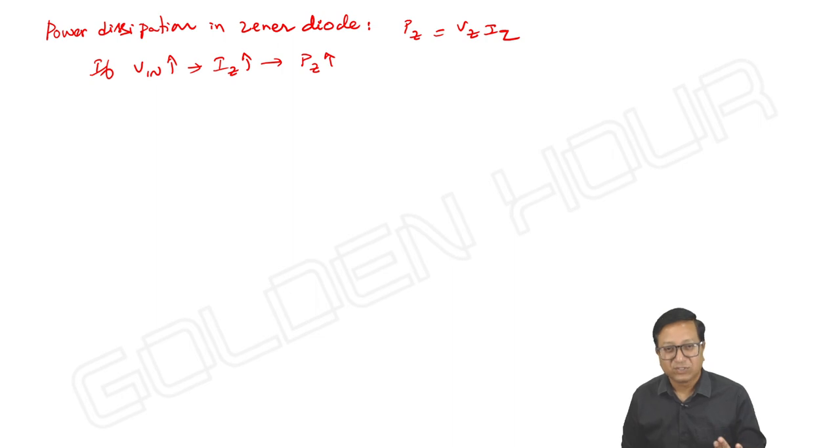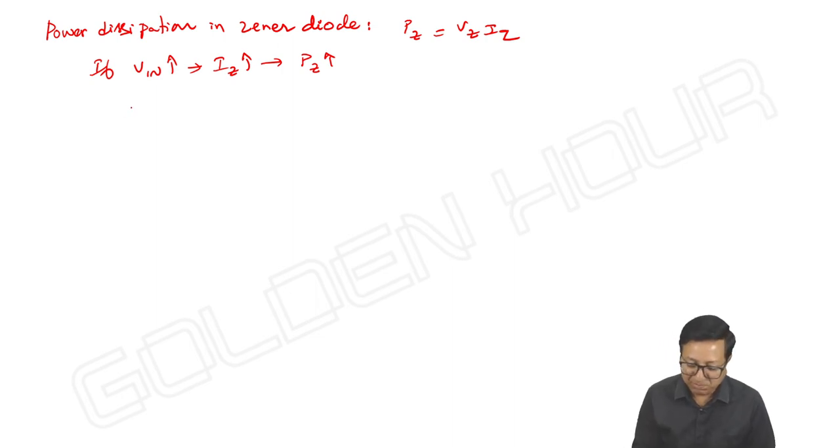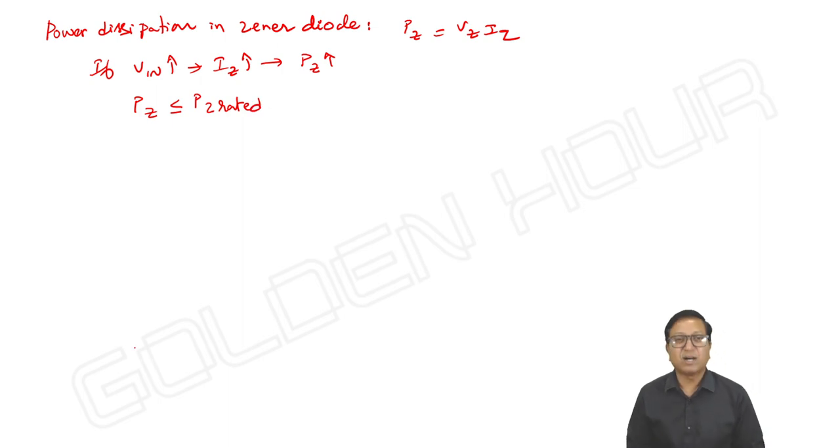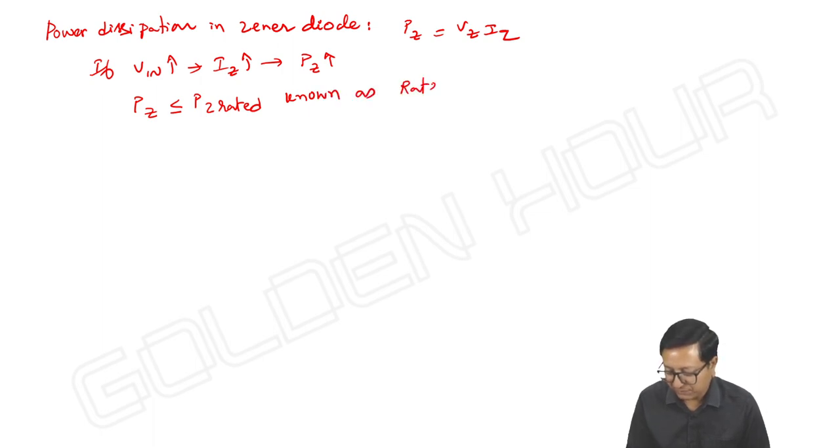Next, if you are applying an input greater than its breakdown voltage, fine, but it has its own upper limit, such that the power dissipation in the Zener diode, Pz, should be less than or equal to Pz rated, which is known as the rated power or power rating of the Zener diode. The terminology you see is also minimum power rating.